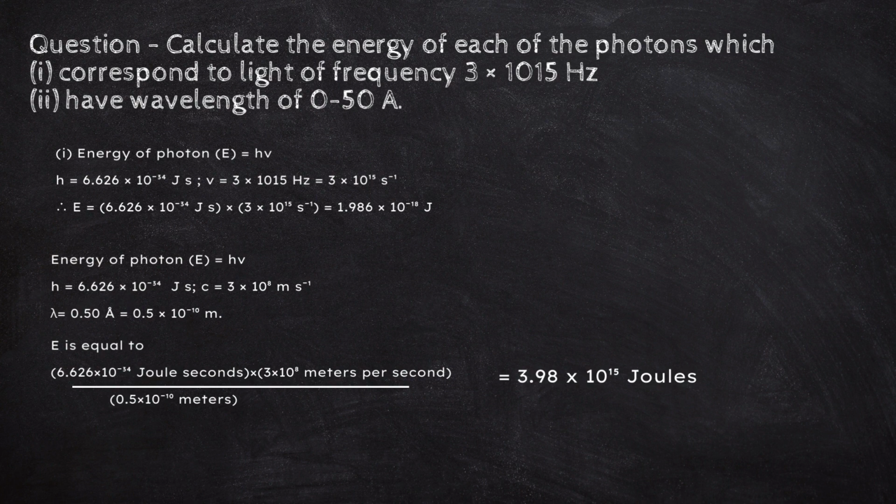The energy, E, of a photon can be calculated using the equation where Planck's constant, 6.626 times 10 to the power of negative 34 joule seconds, is multiplied by the speed of light, 3 times 10 to the power of 8 meters per second, and then divided by the wavelength, 0.5 times 10 to the power of negative 10 meters. The result of this calculation is 3.98 times 10 to the power of negative 15 joules.